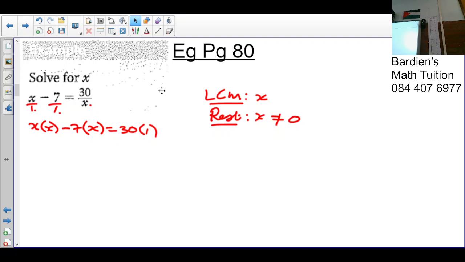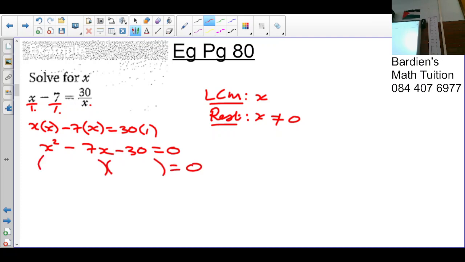So what do we get? x squared minus 7x equals 30. We take it over the equal sign to get it in standard form, so we get minus 30. So what do I do now? Factorize.